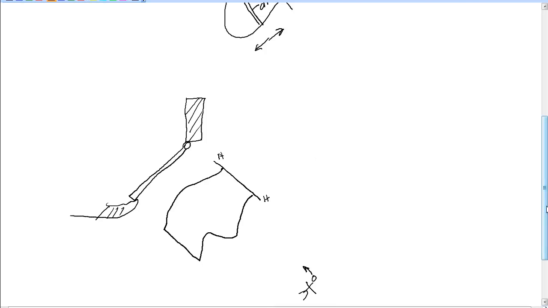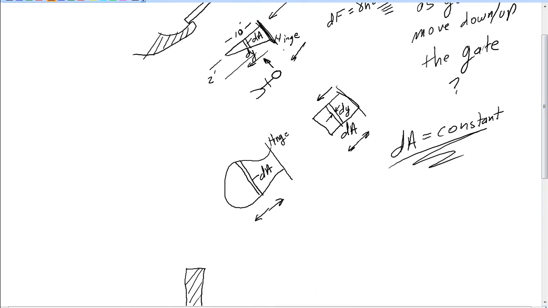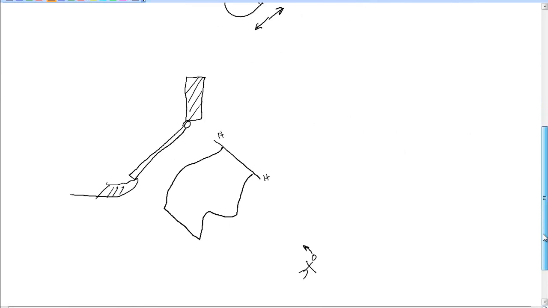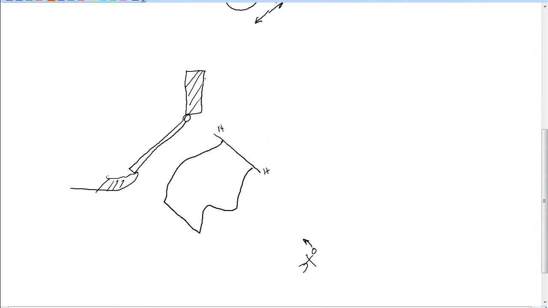Now, like before, if you had a square gate, you weren't concerned about the distance you moved, say some distance y. Who cared? Because it didn't matter which way you moved up or down. The area stayed the same. Now you need to change this. So we need a coordinate system.